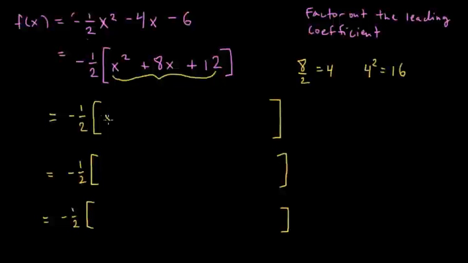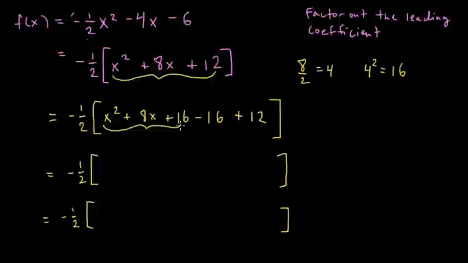So inside these brackets, I'm going to take x squared plus 8x plus 16, and of course subtract that right back off, and then add in the 12. Now inside the brackets, these first three terms form a perfect square, and that perfect square is x plus 4 quantity squared, where the 4 came from this number. And the negative 16 and the positive 12 give me a minus 4. So I'm almost done. I've got negative 1/2 times the quantity x plus 4 squared minus 4.